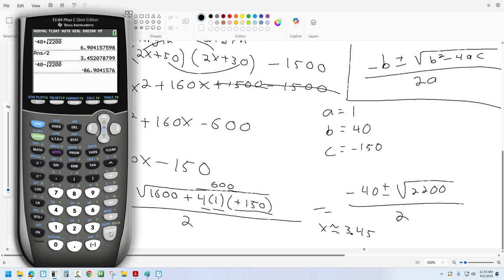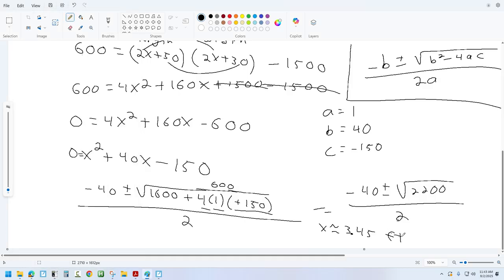How come? You can't have negative distance. Right, we can't have that negative width. Is it a solution algebraically? Absolutely. Is it a solution in the context of the word problem? No. So the width of the sidewalk is 3.45 feet.